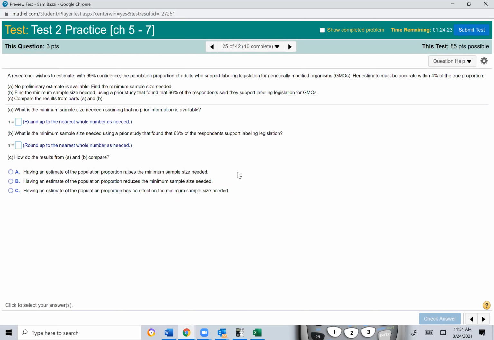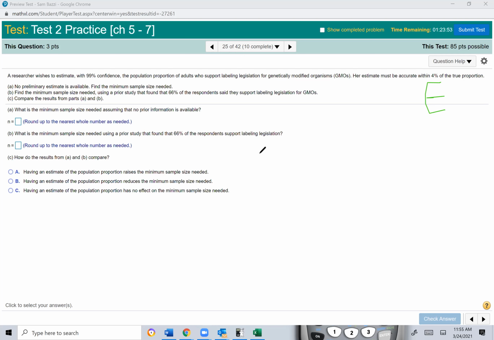Last one, I think. A researcher wishes to estimate with 99% confidence the population proportion for adults who support labeling legislation for genetically modified organisms. Her estimate must be accurate within 4%. So the 4% is the margin of error, guys. That's E of the true proportion. No preliminary estimate is available. Find the minimum sample size needed.